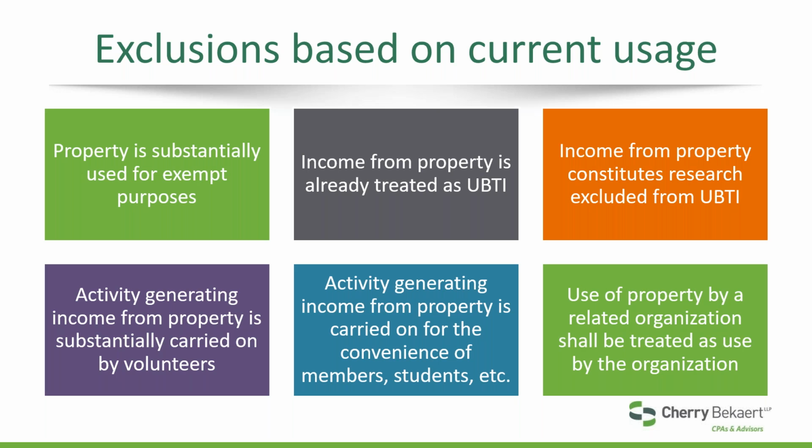And then there are three related exceptions which have to do with the income being excluded under another provision, either for research, that's for educational institutions or on behalf of the general public or governmental entities, or if the income is from an activity that is substantially carried on by volunteers or for the convenience of members, students, etc. If the property that is used in that activity is indebted, then it will not be treated as debt financed property for this purpose because the activity itself is specifically excluded.